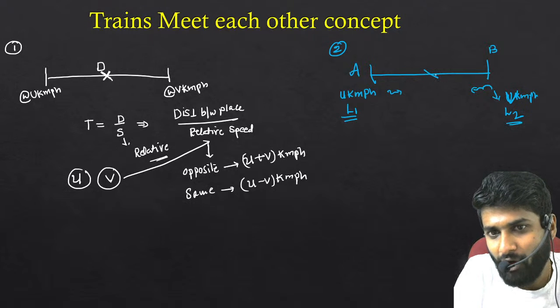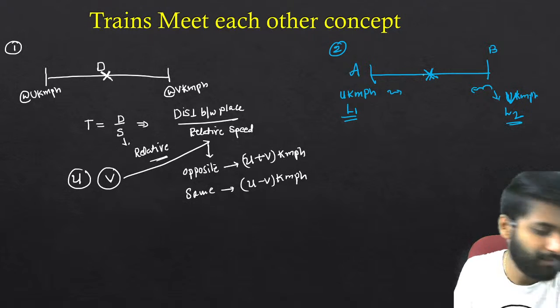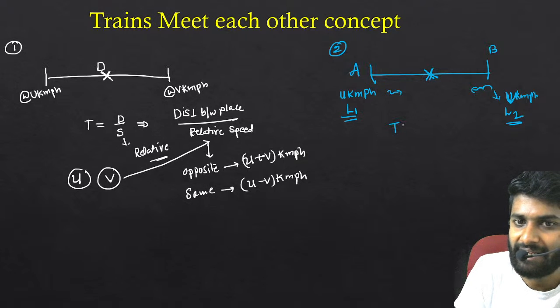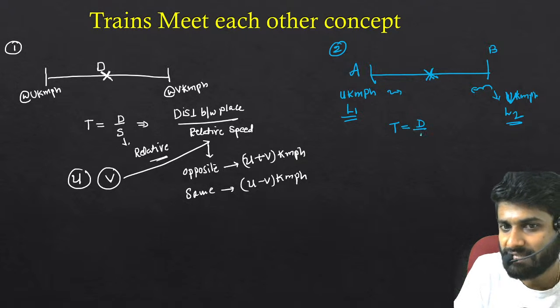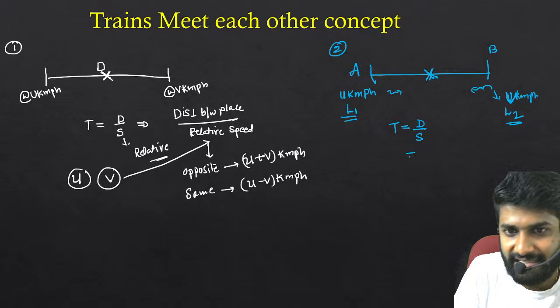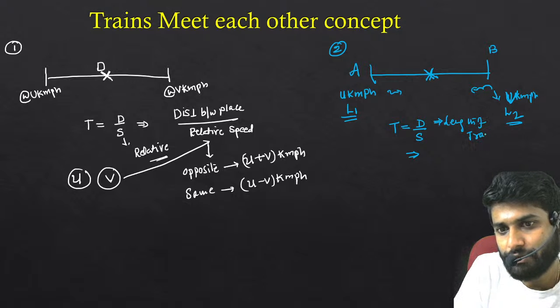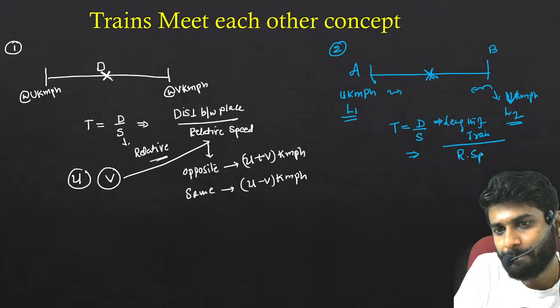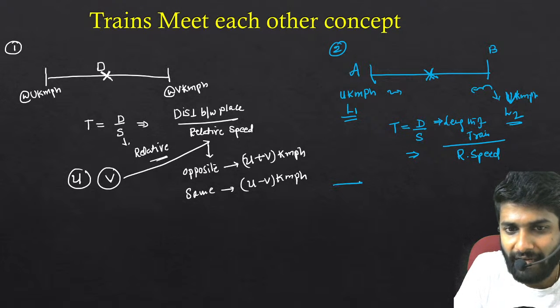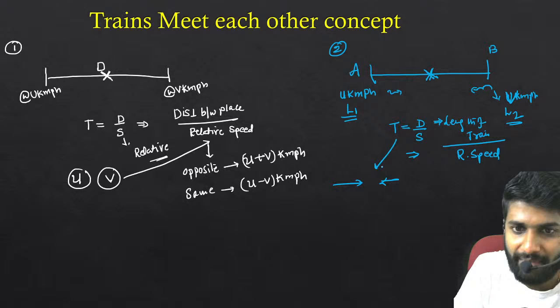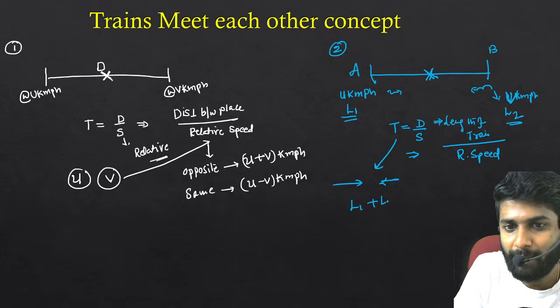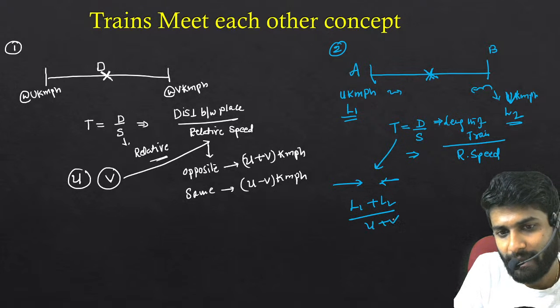Here, at what time do they meet each other? Again, we can calculate the time. Time is equal to distance by speed. Here, distance can be defined as the length of the two trains, divided by relative speed. If both are traveling in opposite directions, the time they take to meet each other means L1 plus L2 divided by U plus V.